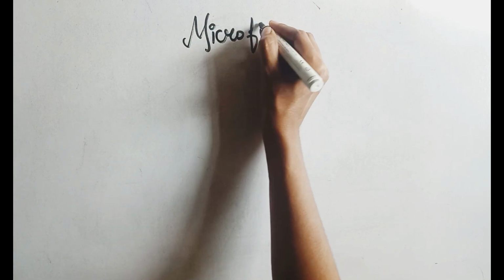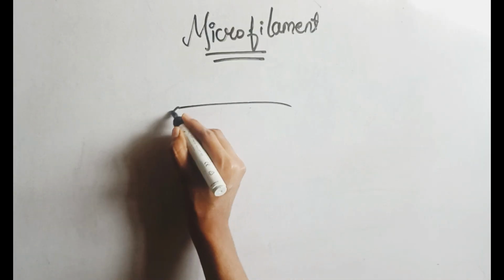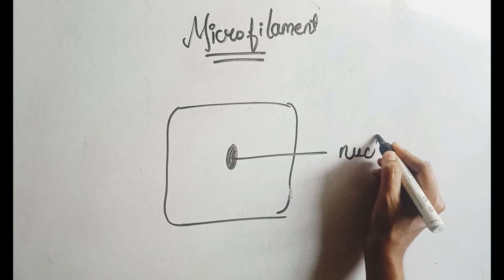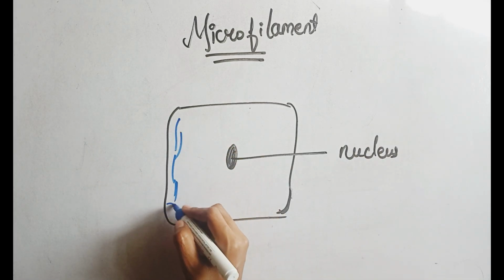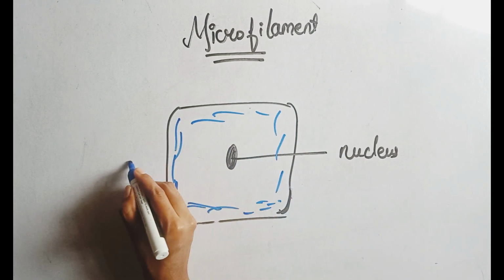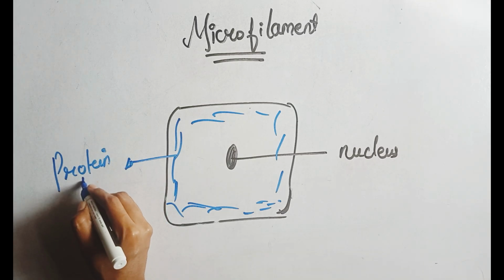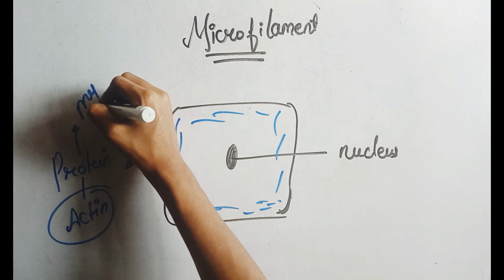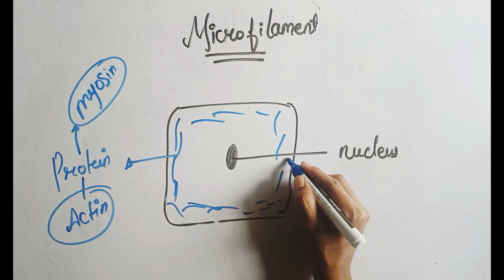This microfilament is the thinnest element of the cytoskeleton. In this cell, the nucleus is present, and the microfilaments are most prevalent at the edges of the cell. The microfilament is composed of proteins, and two proteins are involved. First is actin and another is called myosin. Actin and myosin are the two proteins involved in the formation of the microfilament.